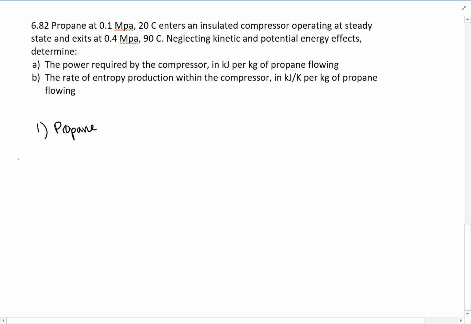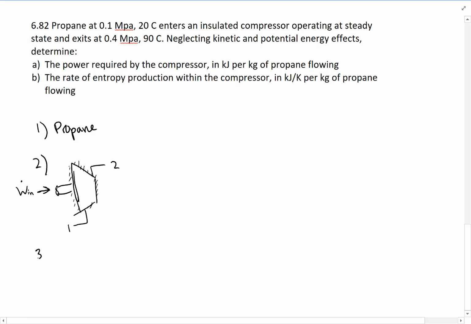So propane at 0.1 megapascals, 20 degrees C, enters an insulated compressor. Okay, so our system is a compressor. So let's draw a compressor. Compressors have one inlet and one exit. They also have a work input. So let's draw that work input so that we remember that that's there. Okay, and it's an insulated compressor. So let's draw in some insulation as a reminder.